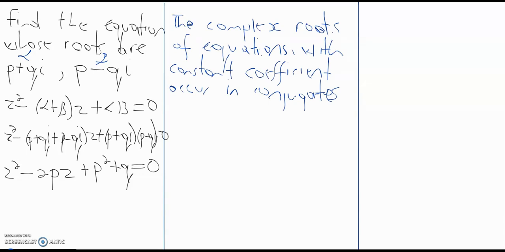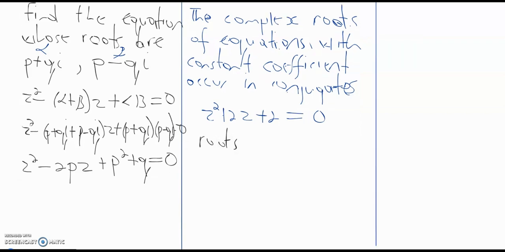Let us go back to the previous question that we did. It was z squared plus 2z plus 2 equals 0. And the roots were, sorry, negative 1 plus i and negative 1 minus i.